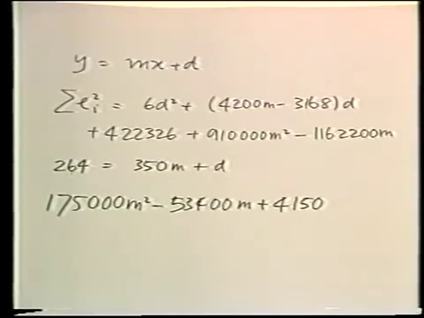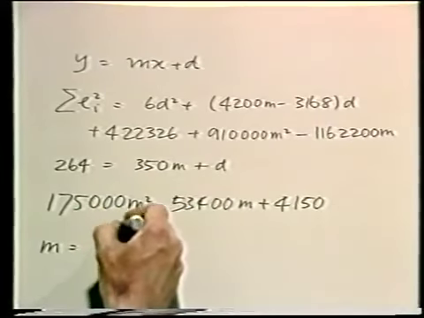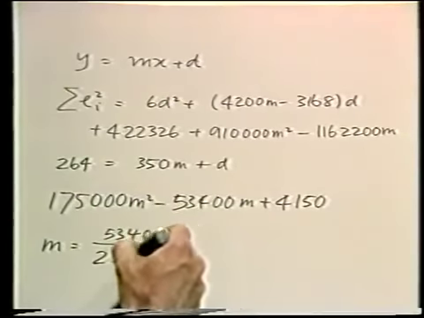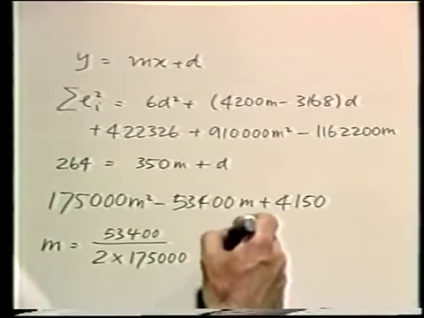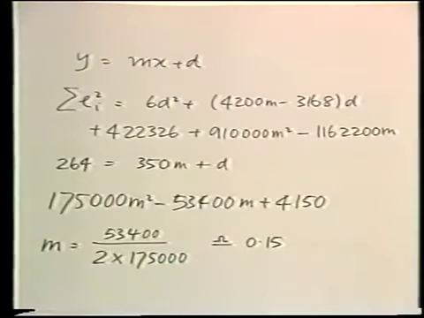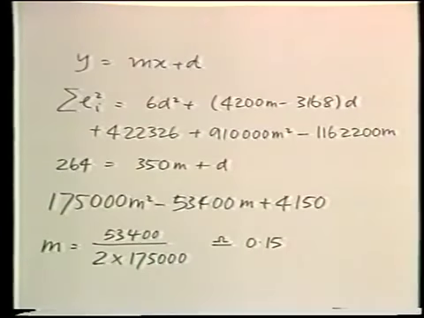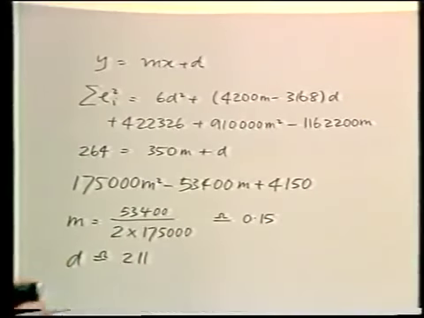And this is now quadratic in m, and it takes its minimum value when m is equal to minus this coefficient, that's 53400, divided by twice the first coefficient, 175,000. And if I work that out, it turns out to be approximately 0.15. Now, to find the value of d, I just substitute this value of m in this expression here, and that gives me d. And it turns out that d is, again, approximately equal to 211.